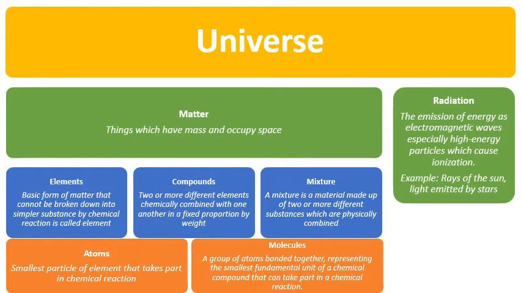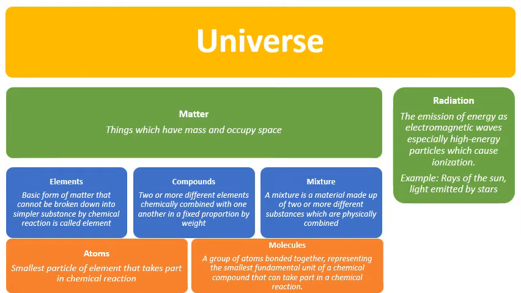What is matter made up of? Elements, compounds and mixtures. What are elements? The basic form of matter that cannot be broken down into simpler substances by chemical reaction is called an element. What are compounds then? Two or more different elements chemically combined with one another in a fixed proportion by weight. What are mixtures? A mixture is a material made up of two or more different substances which are physically combined.